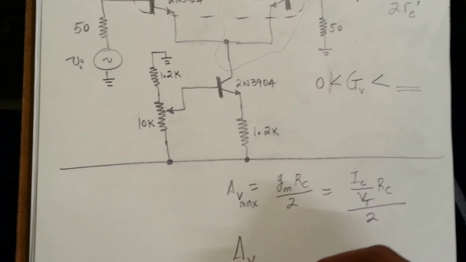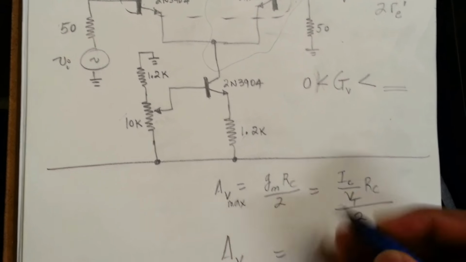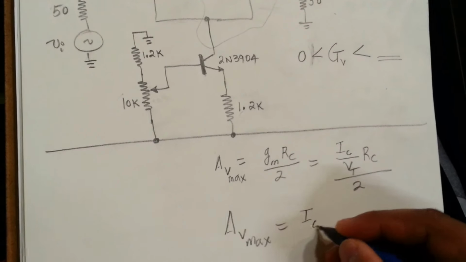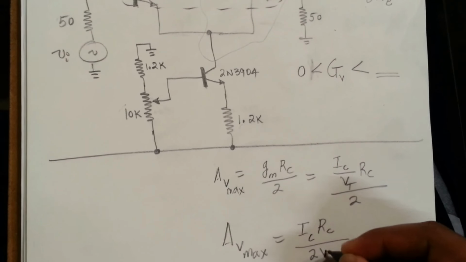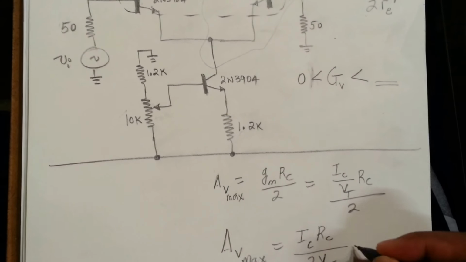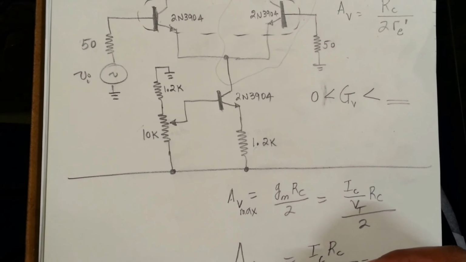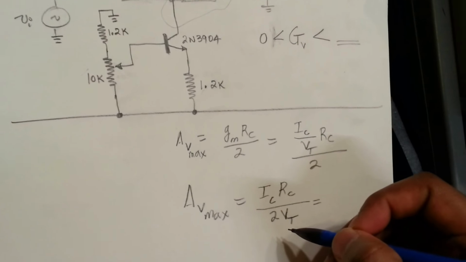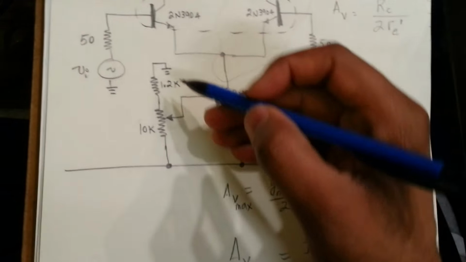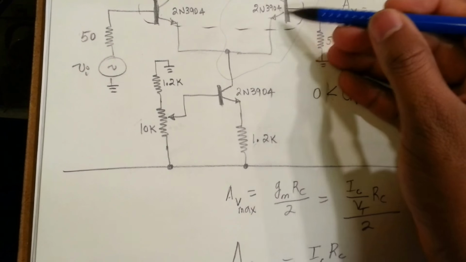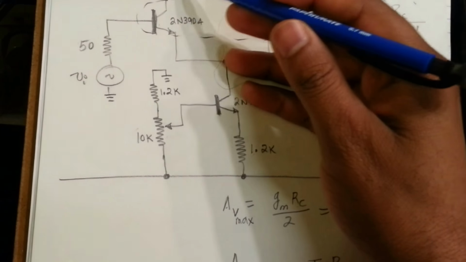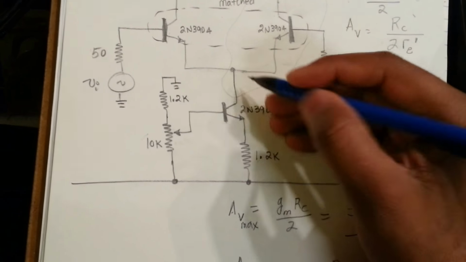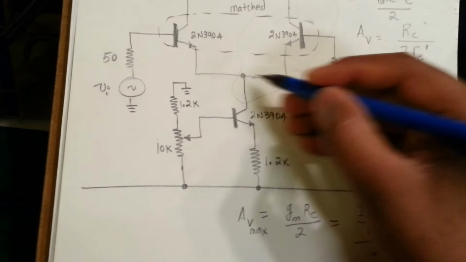So AV max will be given by IC RC divided by 2 VT. And we know all these parameters. We know the current. What's the current? Sorry, let's put that on the shot. What's the current? The current is the current that's flowing through here, which is basically half of this current here, because they'll both add up here.